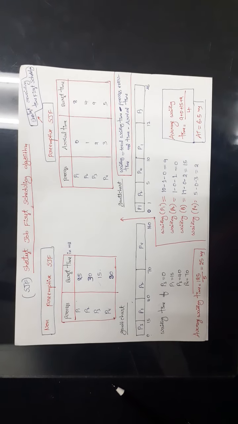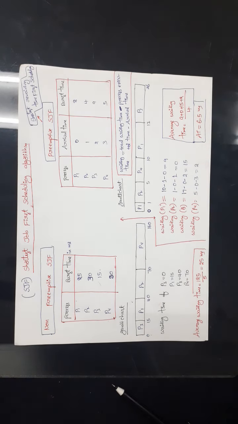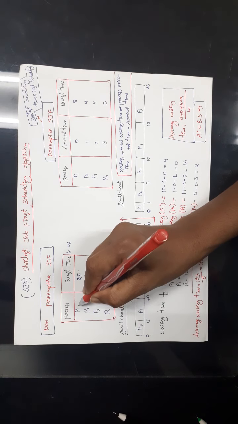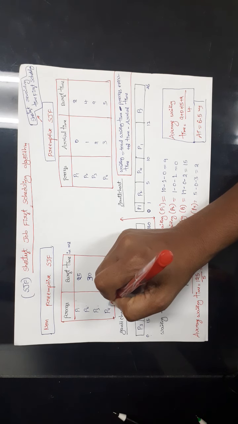In this video, I am going to explain the shortest job first scheduling algorithm. I will explain this scheduling algorithm with the help of an example. Let us assume that we have four processes P1, P2, P3 and P4.